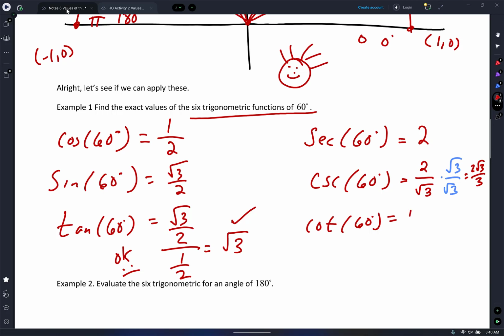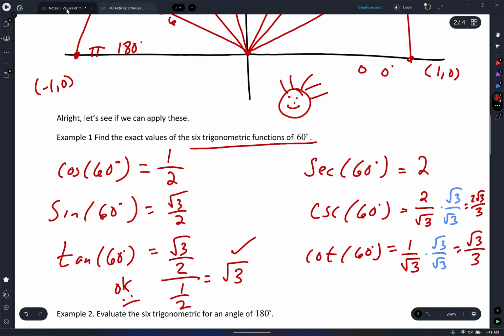Cotangent, you can write it as 1 over square root of 3. If you rationalize that, multiply by square root of 3 over square root of 3, you're going to get square root of 3 over 3. UH will write it as 1/3 with a square root of 3 on the side. It's the same. Cool or not cool?